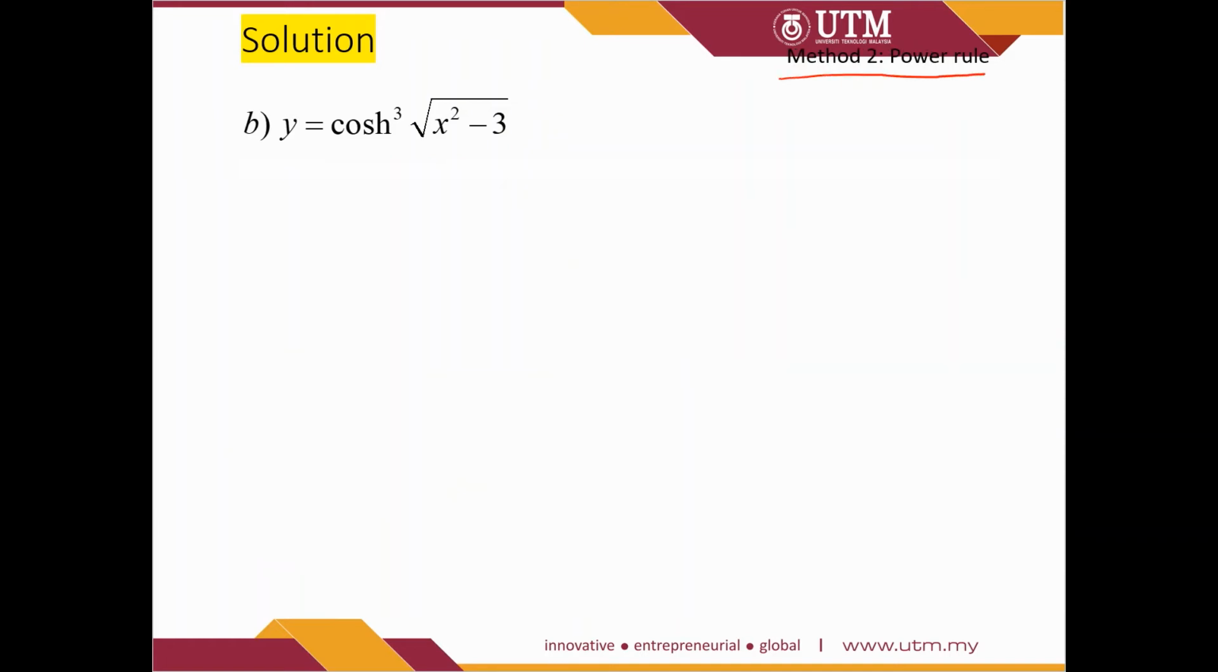So now using the second method, which is the power rule, I'll just rewrite this back. I will write this in terms like this: x squared minus 3 to the power of half, and then to the power of 3. So the whole function is to the power of 3. Now we find dy over dx using the power rule. The first one is to find the derivative of this power, then the second one, find the derivative of cosh, and the last one is this.